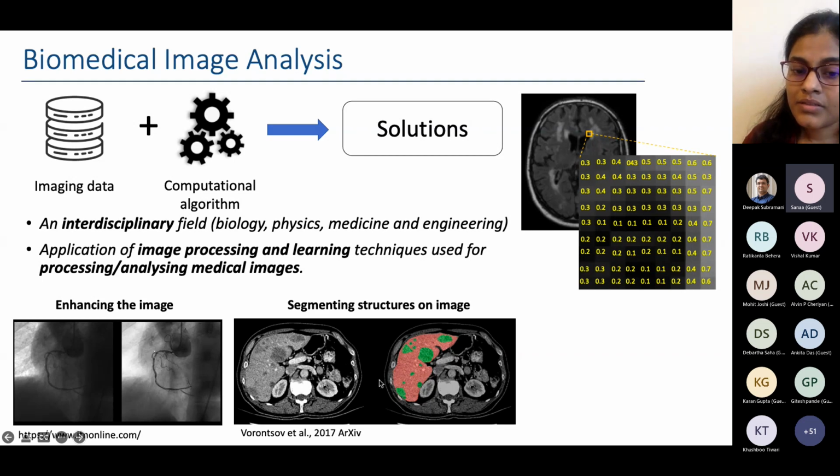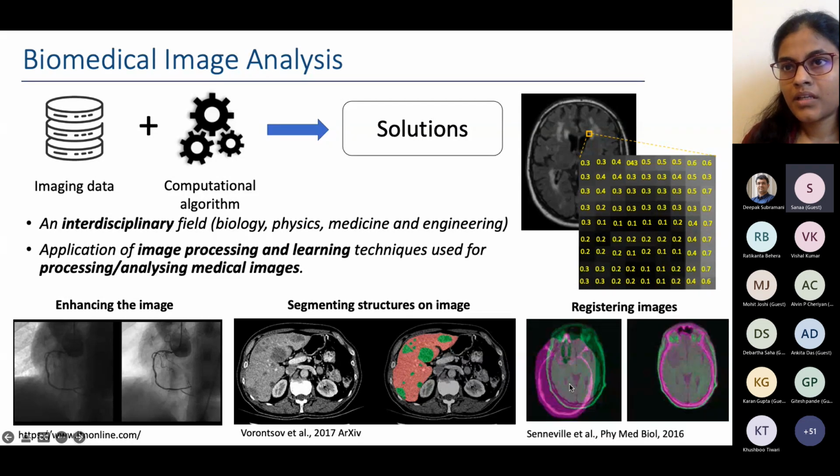And again, segmenting the structures of the image. So we know that this is a liver, this is an organ, some other organs in the CT image. But what the computer sees is that this area is of interest. In this particular matrix, this area is of interest to the users. That's all the computer recognizes and sees. And again, registering the image, so transforming the matrices and aligning them on top of each other so that they can be easy to process.